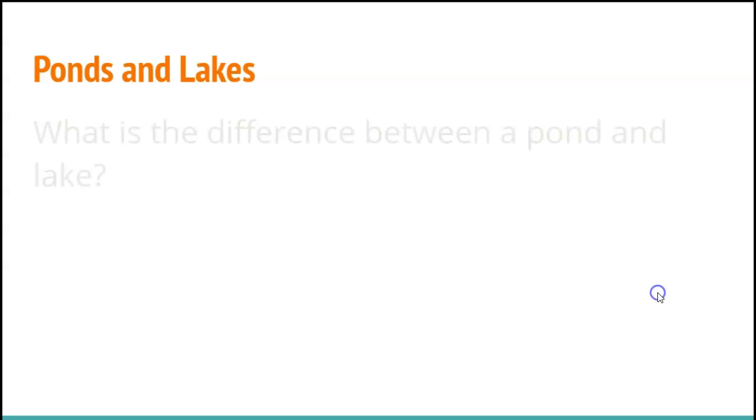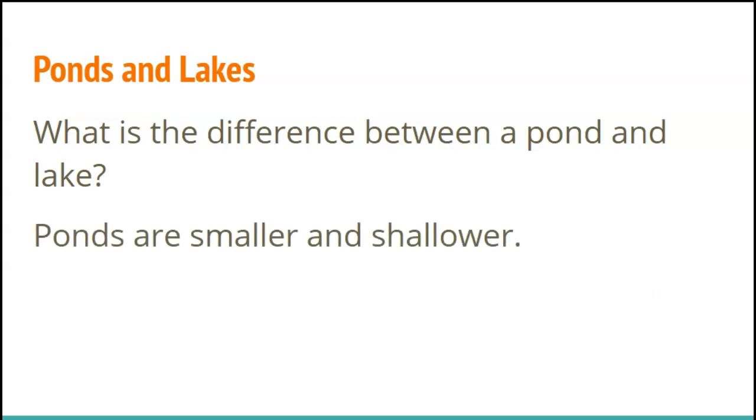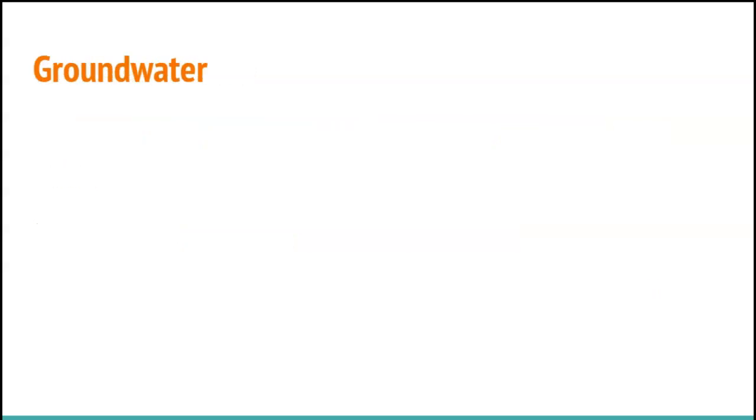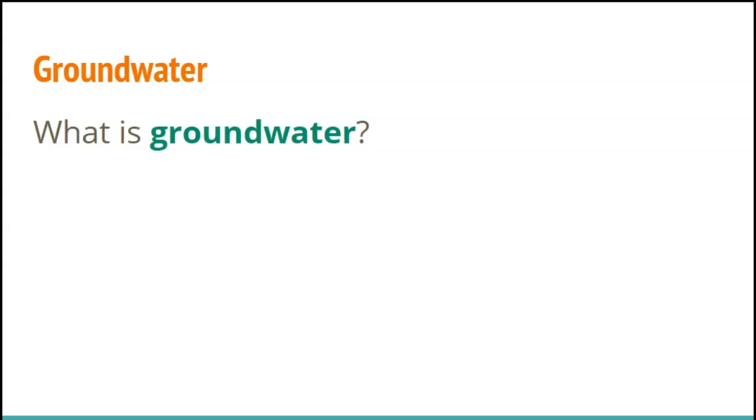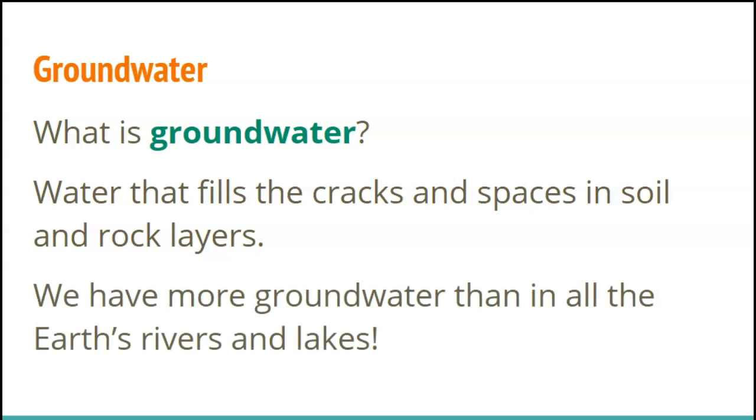Ponds and lakes. What is the difference between a pond and a lake? Ponds are smaller and shallower. That's the main two differences, I guess. Groundwater. What is groundwater? It is water that fills the cracks and spaces in soil and rock layers. We have more groundwater than in all the Earth's rivers and lakes. And you saw that on that little slice of the 3% freshwater pie that we had on the first slide for the second part of this lesson.